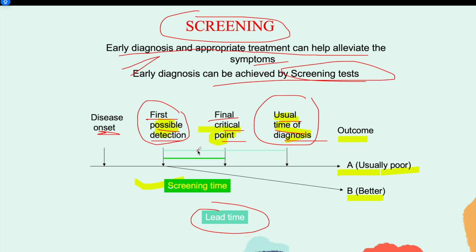So if we screen the disease early, then we have a better outcome. If we do not screen the disease early, then it will be diagnosed at the usual time of diagnosis, and the outcome will be comparatively poor. In the community also, this plays a very important role in detecting many diseases like diabetes. Now let's move on to the next slide.